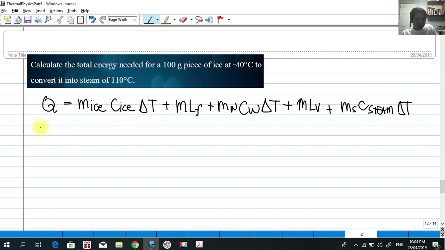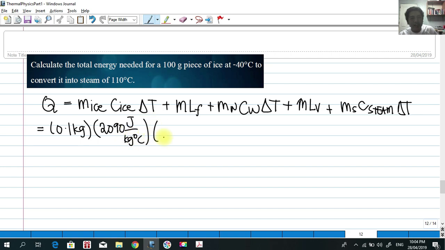So let me first convert the 100 grams into kilograms, because what we are going to use for L_F and L_V is in terms of kilograms. So 100 grams is 0.1 kilogram. And the c of ice, we have that a while ago. The specific heat of ice is 2090 joules per kilogram degrees Celsius.